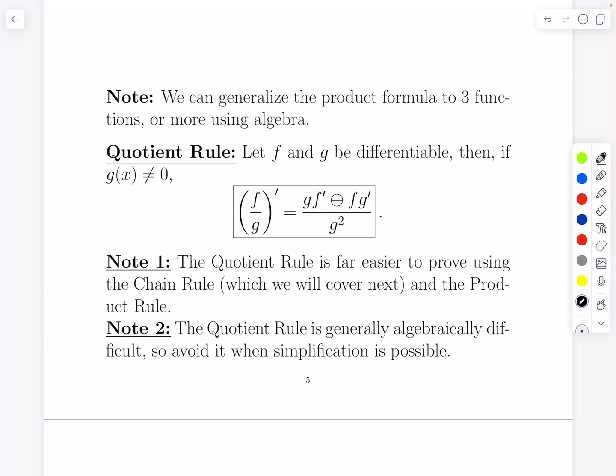When f and g are differentiable and g is not 0, then we can also find the derivative of f over g. So f over g prime is g times f prime minus f times g prime over g squared. Yeah? So now careful. Now there's a minus here. Yeah. So before, if you remember, we had a plus here. And then the order doesn't matter, but now it matters. Yeah? The minus has to go with the f. Okay?